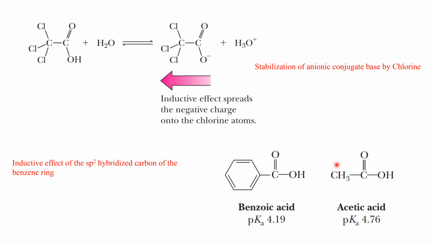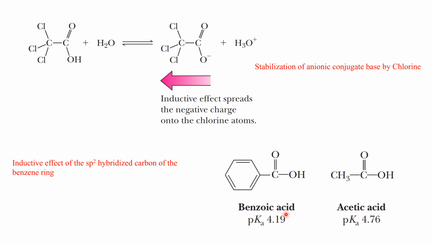Unlike this methyl one, because the methyl is a smaller group and there is no polarity between the carbon and the hydrogen, this conjugate base or anion form will not be stabilized by the neighboring carbon of the carbonyl, while it does in the case of benzoic acid.